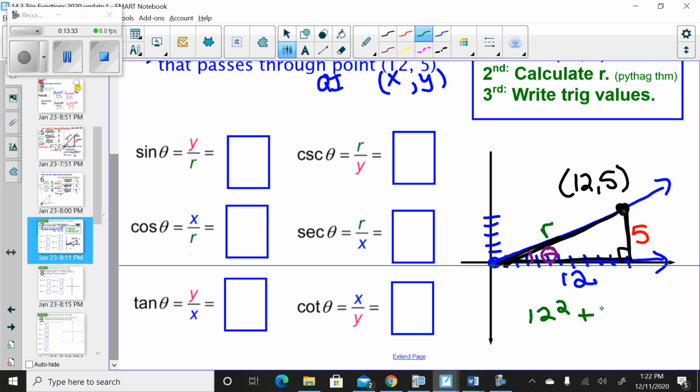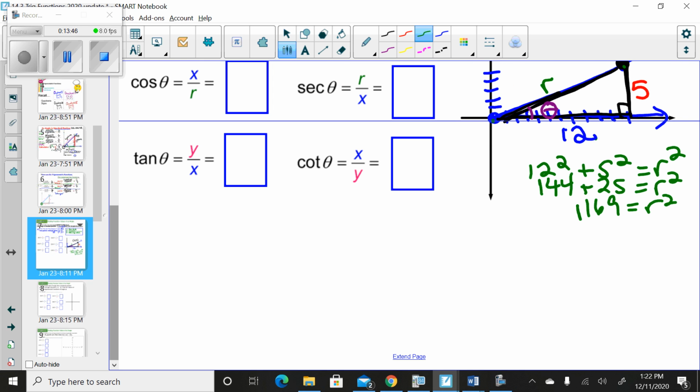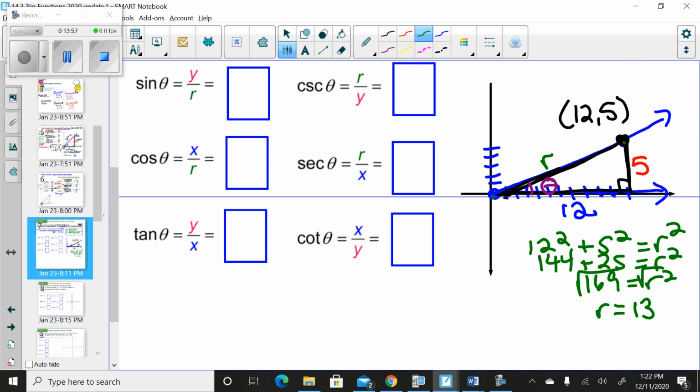So 12 squared plus 5 squared equals r squared, and we're just going to solve. So 144 plus 25, which gives us 169. And then I take the square root. Now, normally we talk about plus or minus. I don't need plus or minus though, because it's the length of a side of a triangle. So it's just the square root of 169, which is 13. All right, so this side is 13.